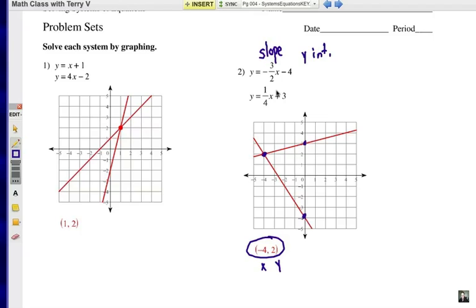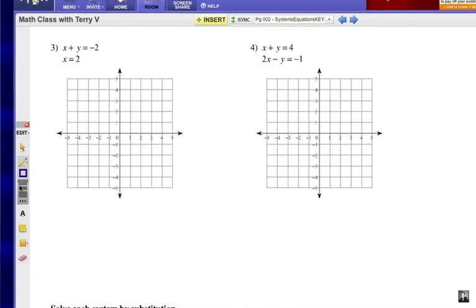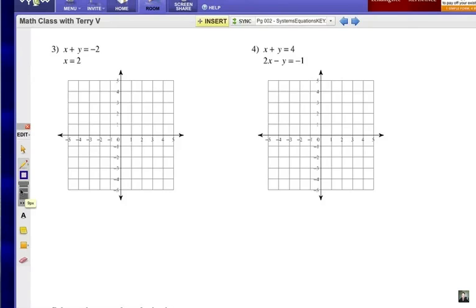All right, I have 2 more for you to try. Numbers 3 and 4, those are in standard form, so you can use the cover-up method to find the x and y intercept. Or you can use some algebra and write it in slope-intercept form. That's up to you. But go ahead. In a few seconds, I'll show you the answers.